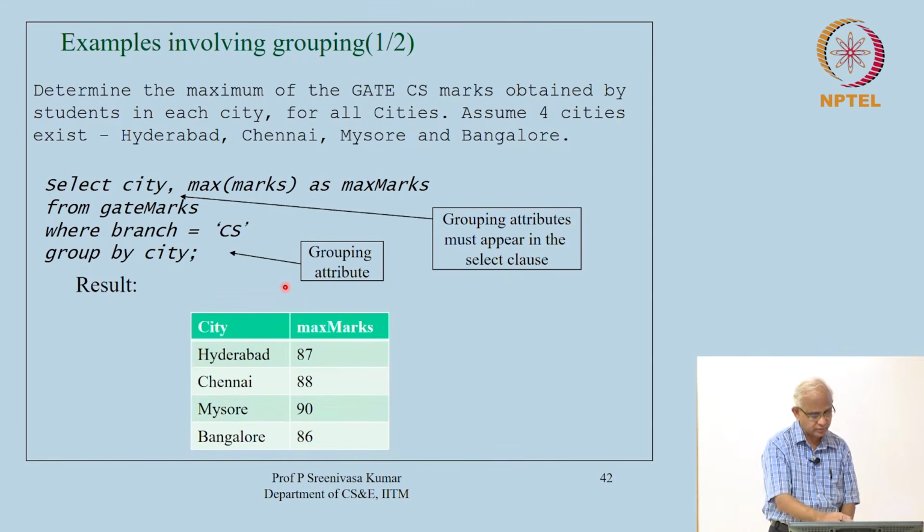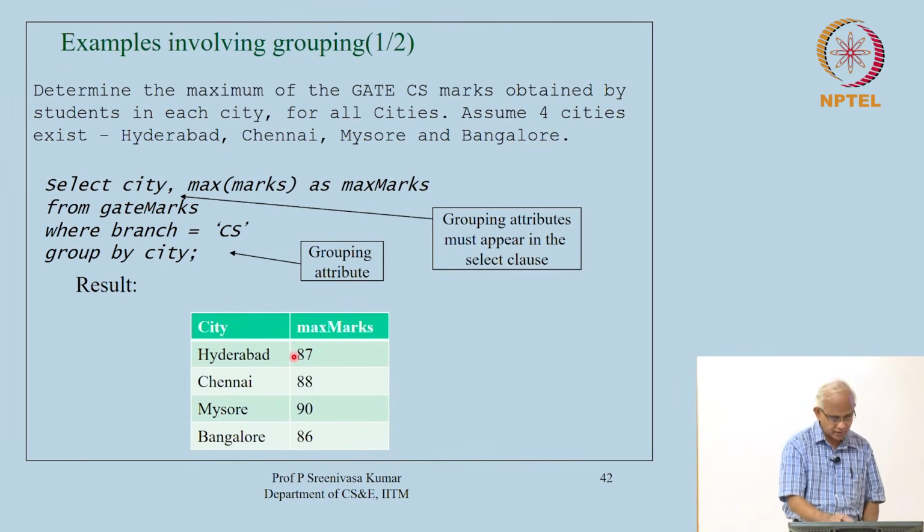Now, the result for this would be simple, something like this, whatever values. So, there are 4 distinct values here and 4 groups, and for each group we are projecting the maximum. This will of course be computed because all the tuples that have city value Hyderabad would be considered and their maximum will be computed, etc.